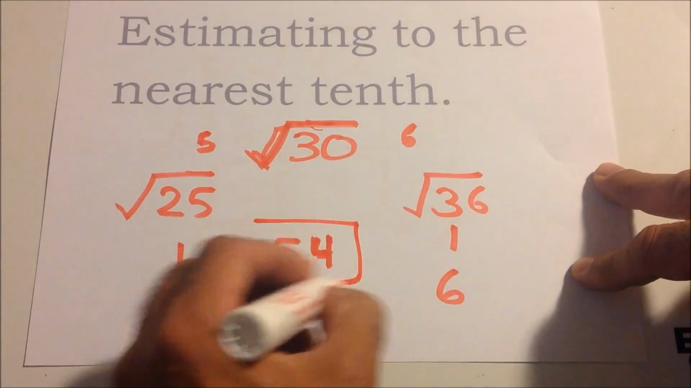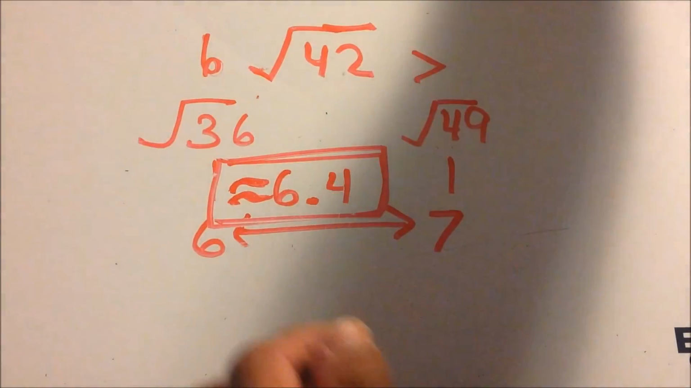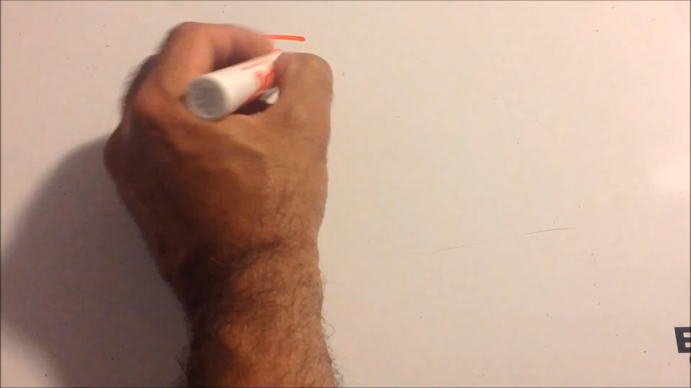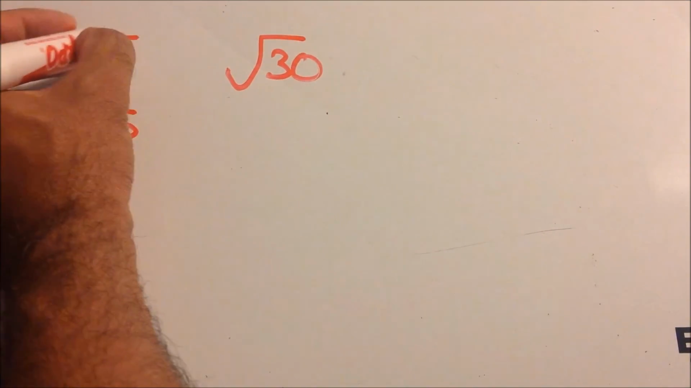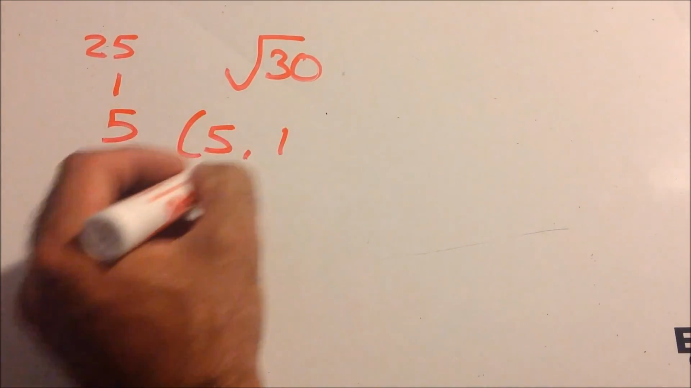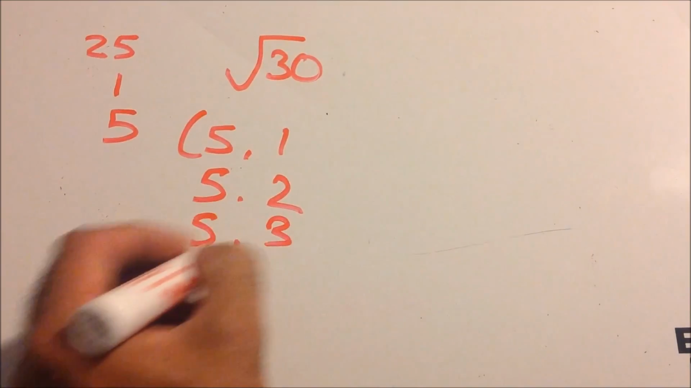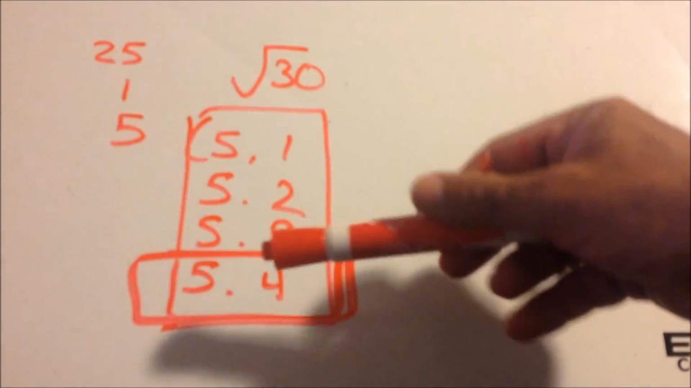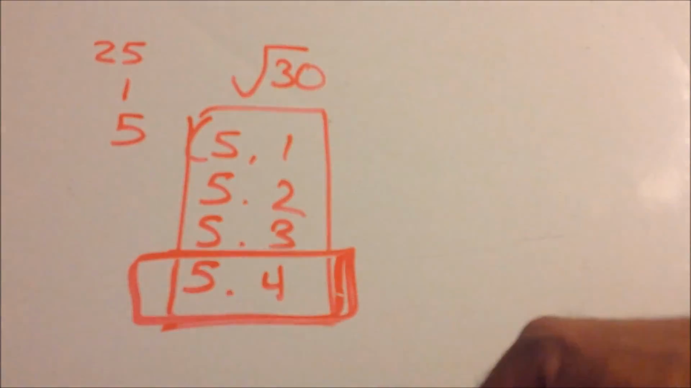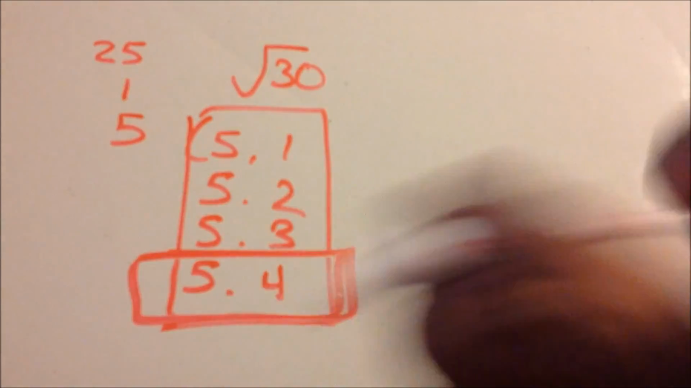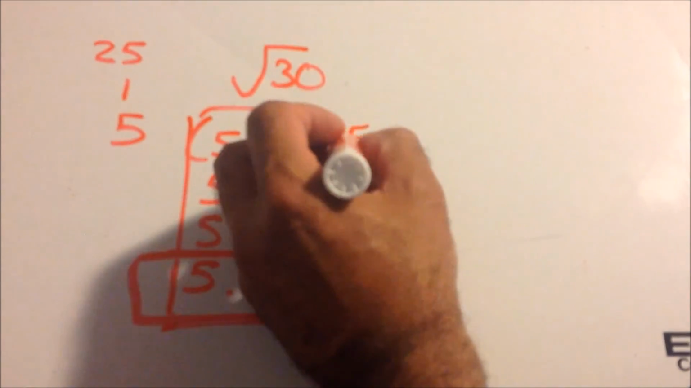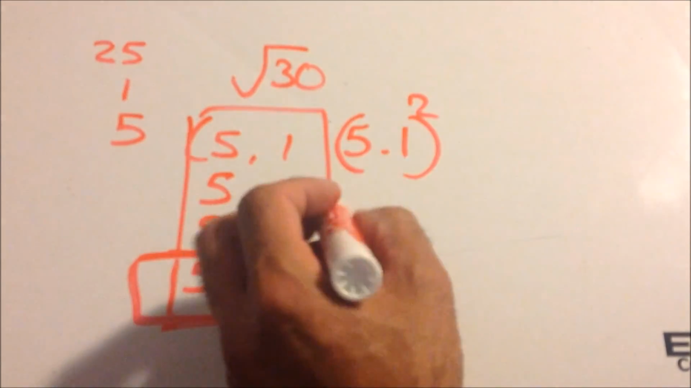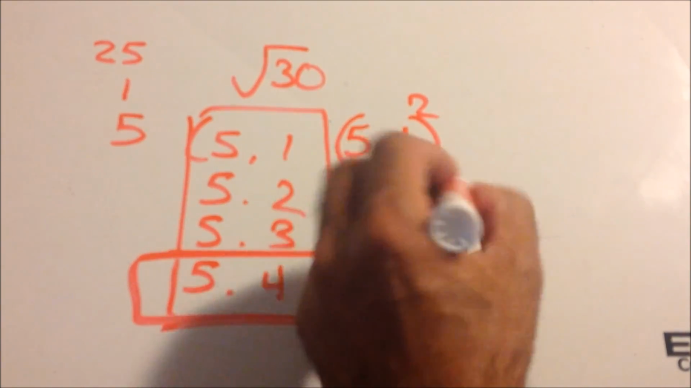Now, let's look at this at 5.4 for a minute. So let's go back to the square root of 30. We know it's bigger than 5, because 5 would be 25. So we can use the numbers 5.1, 5.2, 5.3, 5.4. Let's say you just thought it was 5.4, and that's a pretty good estimate. But what you can do is take 5.1, 5.2, 5.3 and 5.4 and square them. So 5.1 squared, just multiply them. Same with 5.2 squared, and so forth.